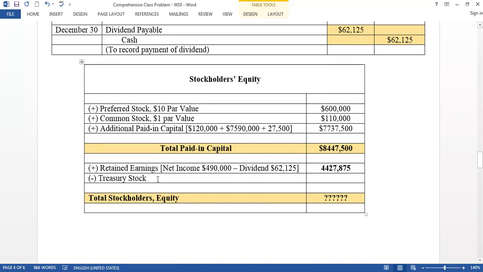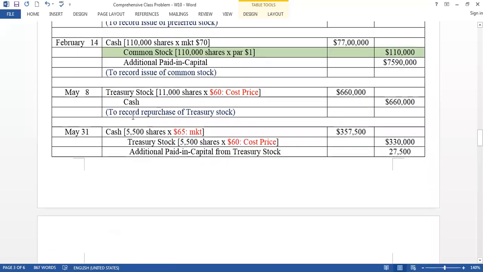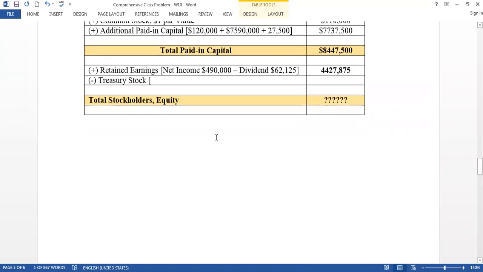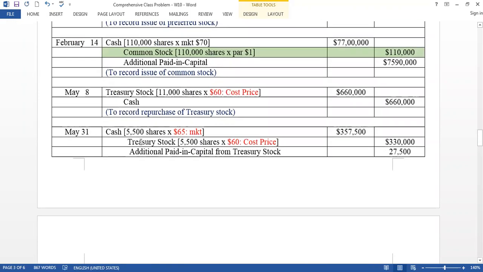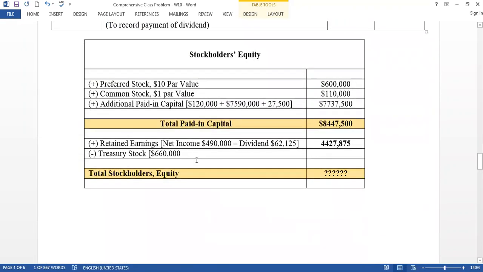And what is the amount of treasury stock? You can see that treasury stock debit is $60,000, right? Then we have another treasury stock, it is credit. Debit and credit is minus, right? So treasury stock debit minus treasury stock credit, what is the balance? The balance is $330,000. This is the balance of treasury stock, and you can see that it is minus.